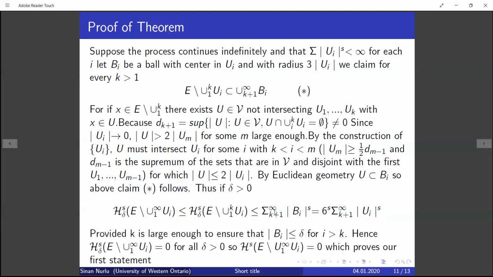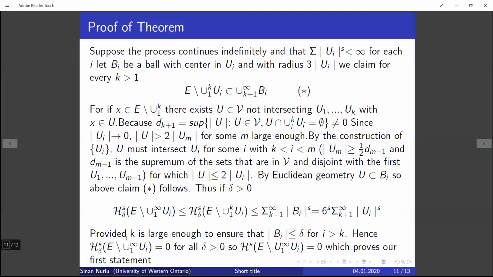And for large enough k's, we can send k to infinity, and then this side would go to zero because this is a finite sum and this is, as k goes to infinity, this side goes to zero. So it means that for any delta, this infimum is zero.